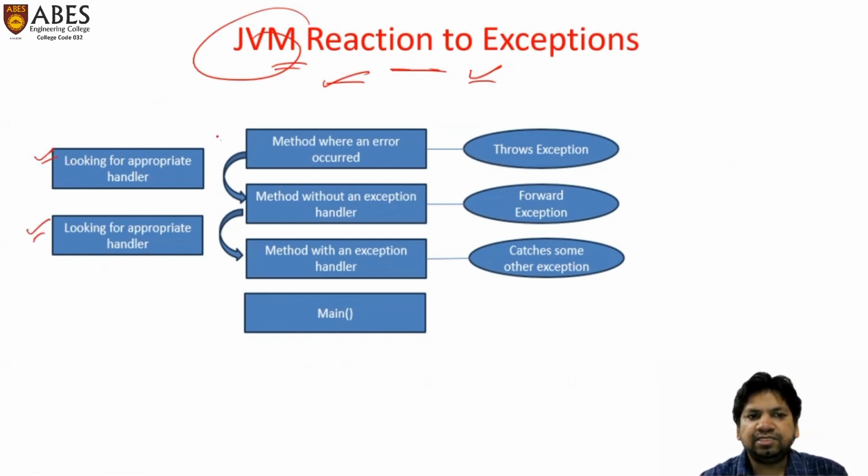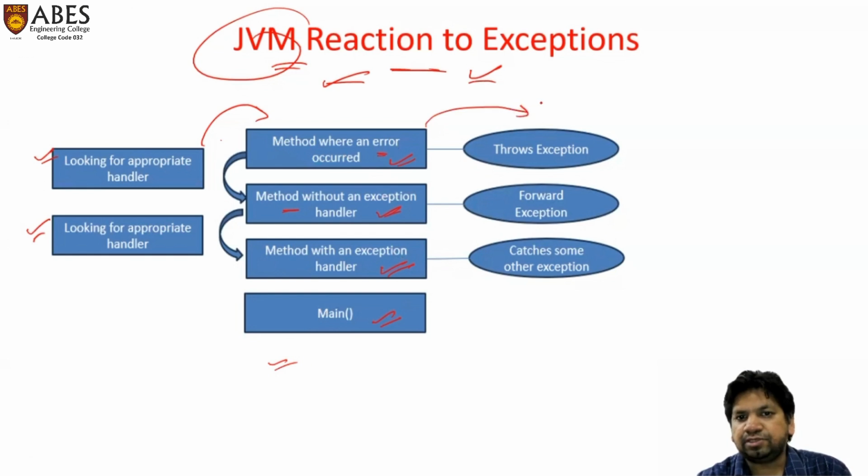What do we have in this? This is the part, the method where the error occurred. Then there is a method without an exception handler, a method with an exception handler, and the main part. In these three parts, the method where the error occurred throws the exception. The method without an exception handler forwards the exception. And the method with an exception handler catches the exception.